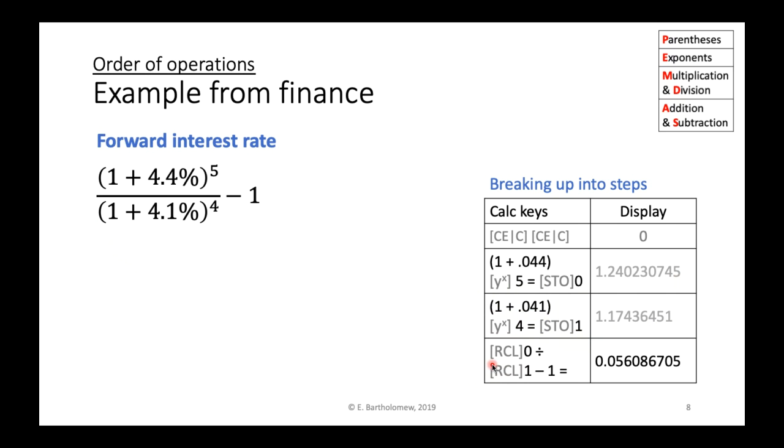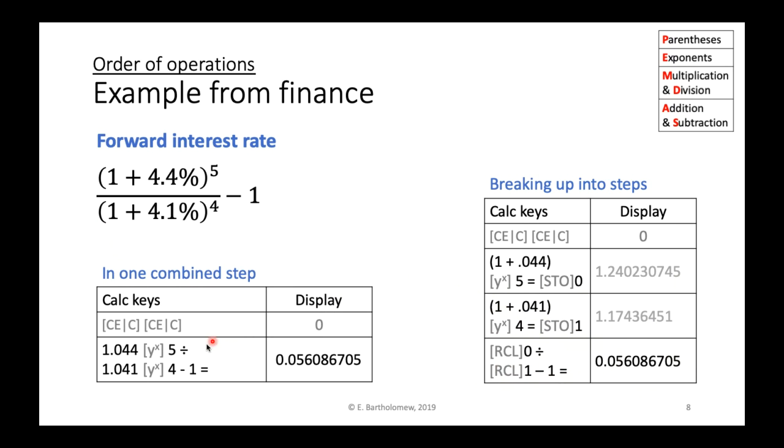And then we can, like we did previously, hit reclaim 0 divided by reclaim 1 minus 1 equals, and you will get this. But again, if we've converted our calculator to AOS mode, we can do this more simply in one step. And in fact, we could even take the shortcut of not bothering to add here, but just recognize that 1 plus 4.4% is 1.044. So if you can do that in your head, you can just enter that, hit YX to the 5th power divided by, and then 1.041, YX to the 4th power minus 1. And you see you get the same result with many fewer keystrokes. And so that's the answer to that.